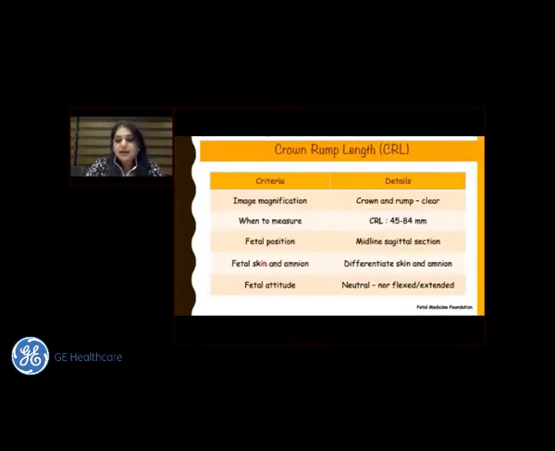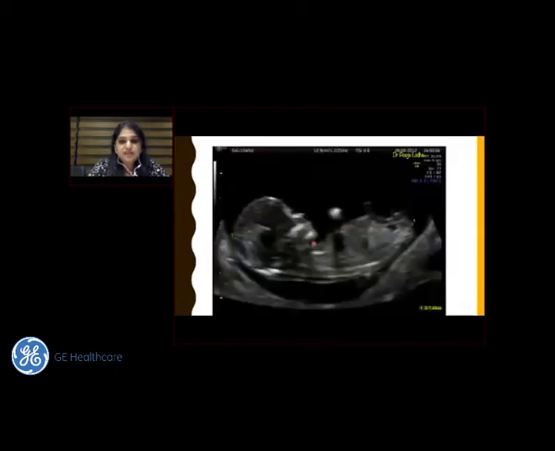These are the guidelines by the Fetal Medicine Foundation, which most of you are aware of. The image magnification has to be good. Around 60 to 90% of your screen should actually contain the fetus. The crown and the rump should be very clear. The CRL should be measured between 45 and 84 millimeters, not less than that and not more than that. Fetal position should be midline and mid-sagittal. And fetal attitude should be neutral, neither flexed nor extended.